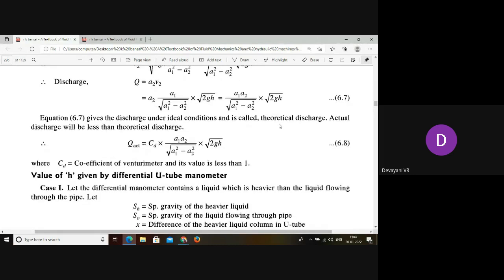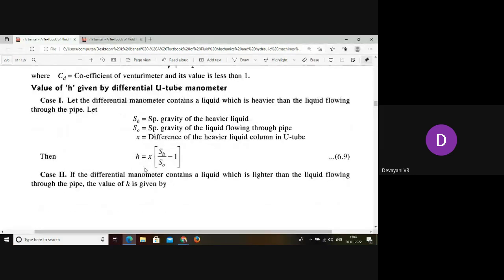And of course, to calculate the value of H, we have another formula, that is H is equal to X into (SH by S0 minus 1), where X is the difference in the mercury levels or manometer levels, and SH is the specific gravity of the heavier liquid in the manometer, and S0 is the specific gravity of the liquid which was flowing through the pipe. Using the specific gravity values and the differences between these manometer readings, we can get the head of water which was flowing through the pipe.